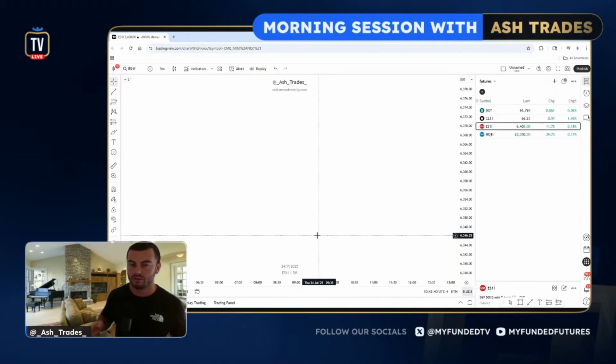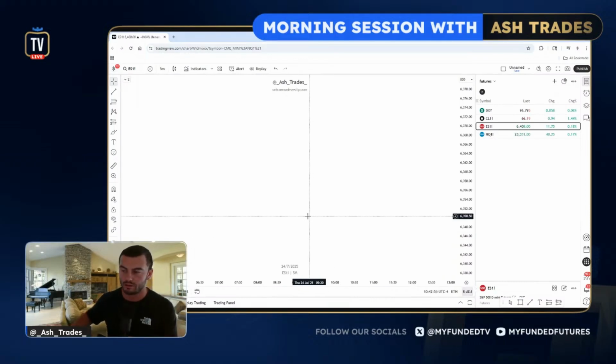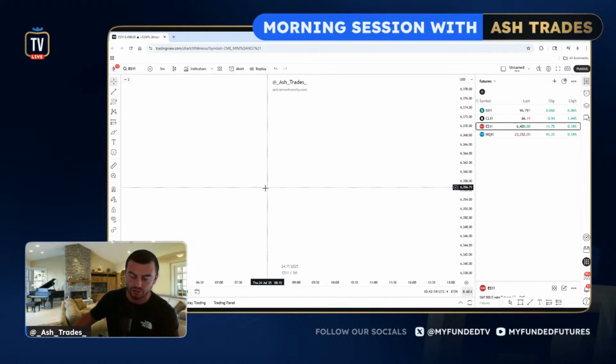Once again, I don't care about the terminology, whether you want to call it a divergence, a correlation, SMT. I don't care about the terminology. That's not why I'm here. Okay? I don't care who claims it. That has nothing to do with me. I just want to trade. This is the logic that I use to getting into trades.